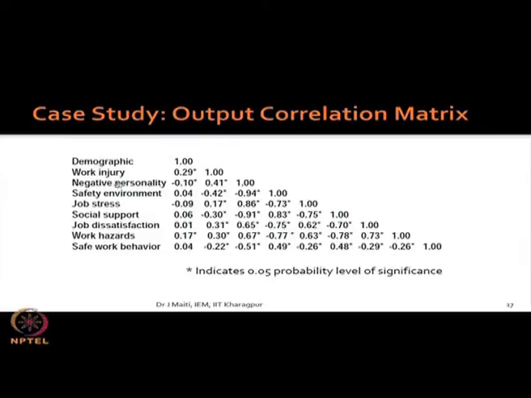You see that demographic, work injury, negative personality, these are the latent constructs, and this is your correlation matrix. There are little stars here, and this star indicates the 0.05 probability level of significance. I think all are significant here except this value, 0.04, 0.01, some are not significant, but it is significant. Essentially, we are interested from the measurement model to know the correlation matrix of the latent constructs or factors we are going to evaluate or estimate.